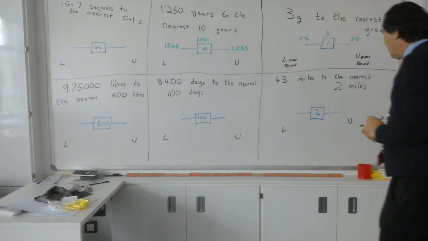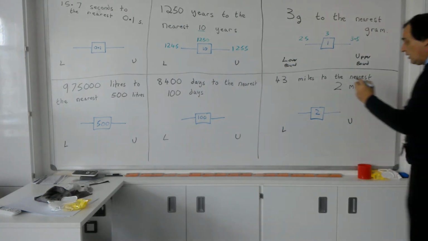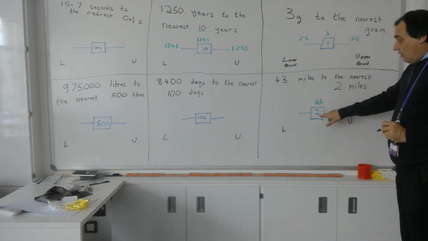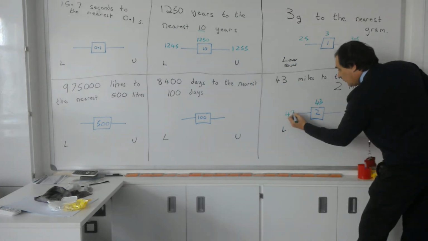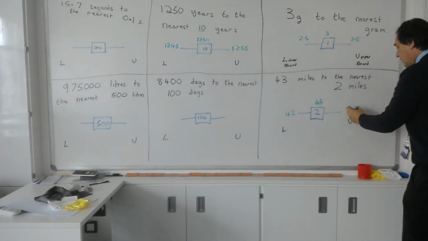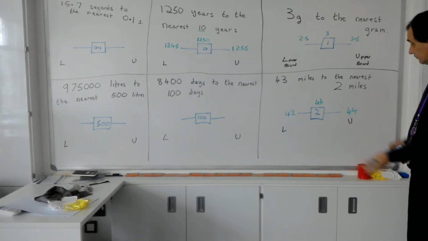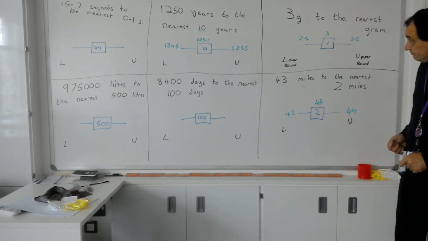Where should we go now? Let's go here. So 43 miles to the nearest 2 miles. 43 in the middle here, half of 2 is 1, so I go 1 down to give me 42 as the lower bound, and 1 up to give me 44 as the upper bound. Again, 42 to 44 is 2, which is our check.